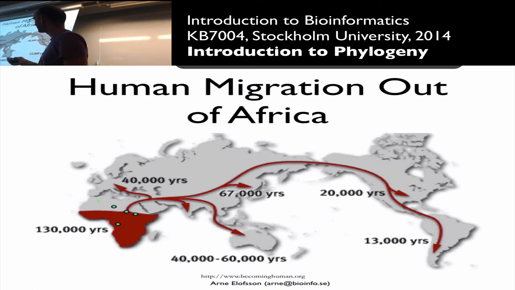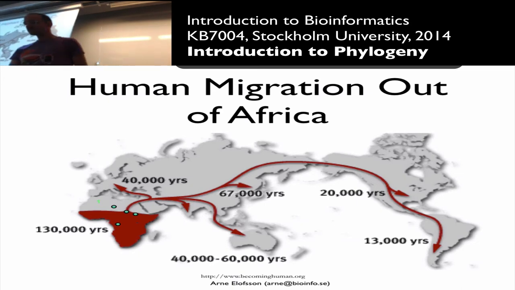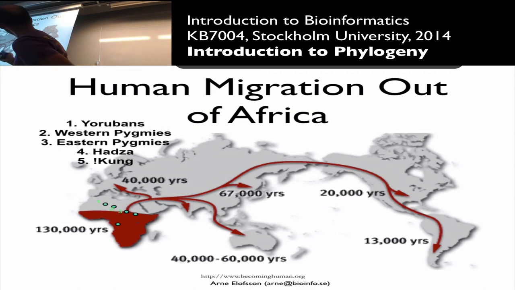So these are the places where they took these samples. There are some tribes living in these places that are kind of separated from each other. I mean, they try to say people haven't moved around too much, so they have not been so much influenced. It's hard to find, I guess, nowadays. But they are Yorubans, Western Pygmies, Eastern Pygmies, Hadzabe, Ikums, whatever. These are the five different samples there.